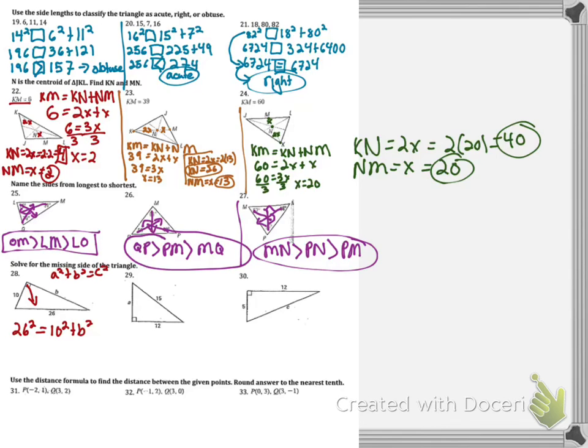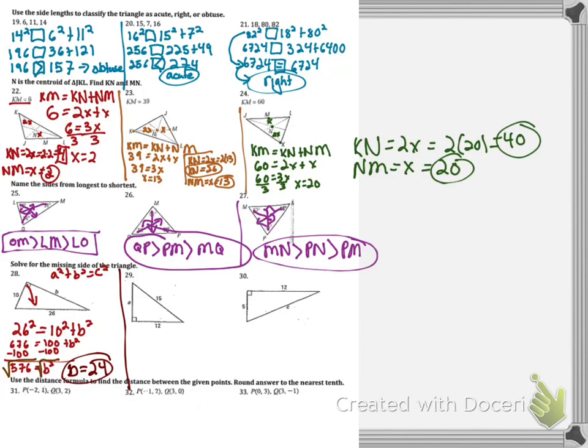26 squared is 676 equals 100 plus b squared. Isolate my variables, so we're going to subtract over 100. We get 576 equals b squared. We want to get b by itself. We have to perform that inverse operation, which is the square root. So we're going to square root both sides. Now that we have done that, we see that the square root of 576 is a perfect square, which gives me b equals 24.